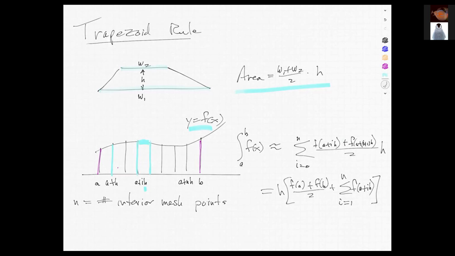Now, in what follows, note that n is equal to the number of interior mesh points, right? So that's the points starting from a plus h and ending with a plus nh, not including the extreme endpoints a and b. So if we want to estimate the area under the curve between a and b, that means we're computing an integral and trying to estimate or approximate the value of an integral from a to b of f of x dx.